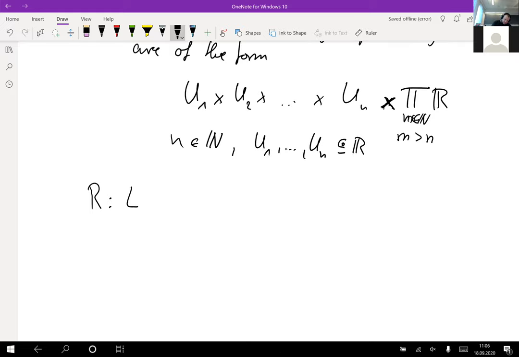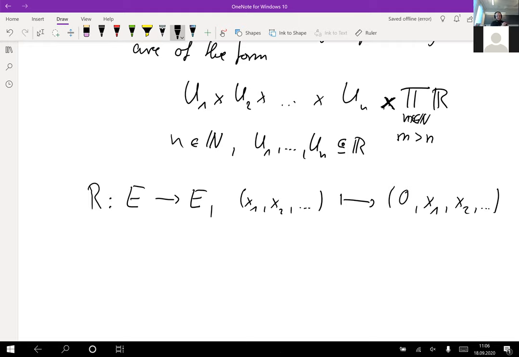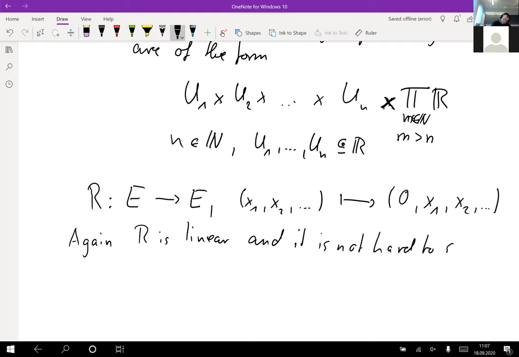So let's construct the right shift operator R from E to E, which does the following. It takes a sequence, shifts it to the right and inserts a zero in the first component. Okay. So again, R is continuous. Well, linear is clear, and it is not hard to see that the right shift is continuous.